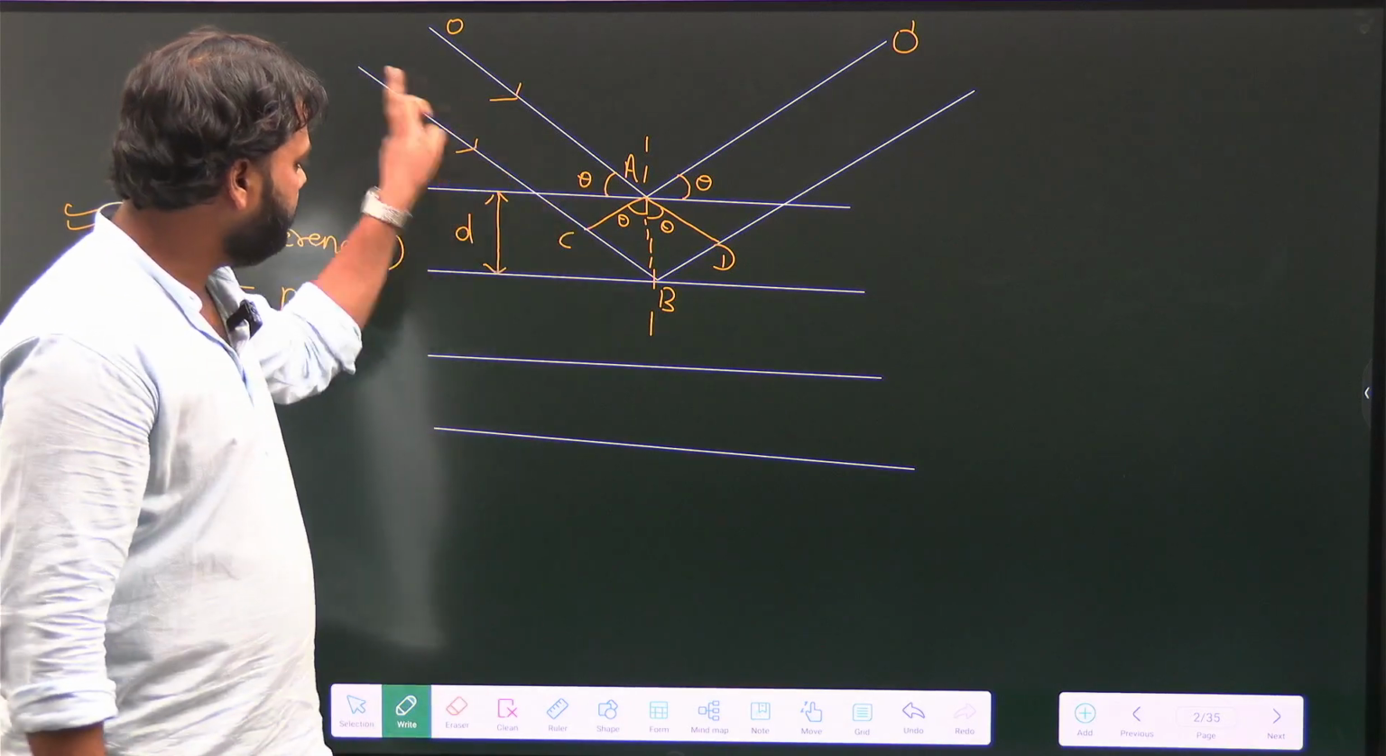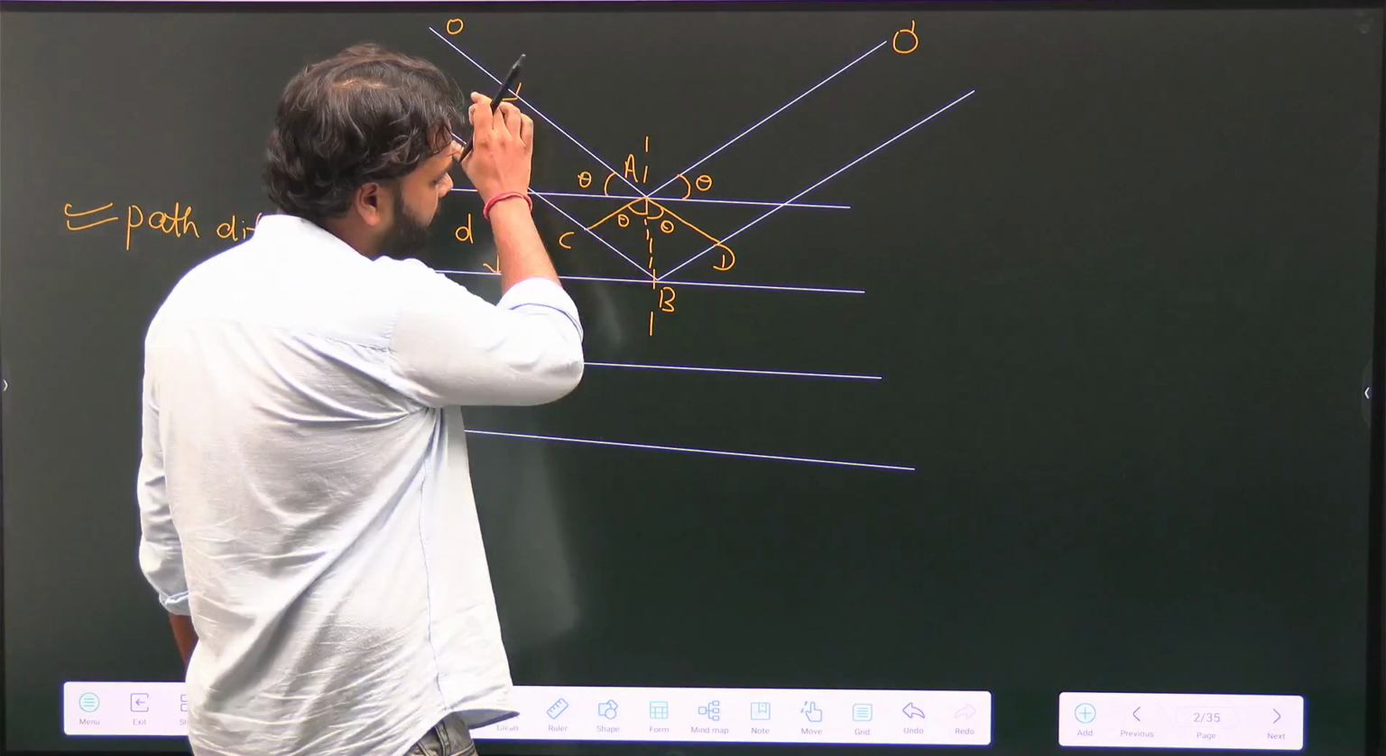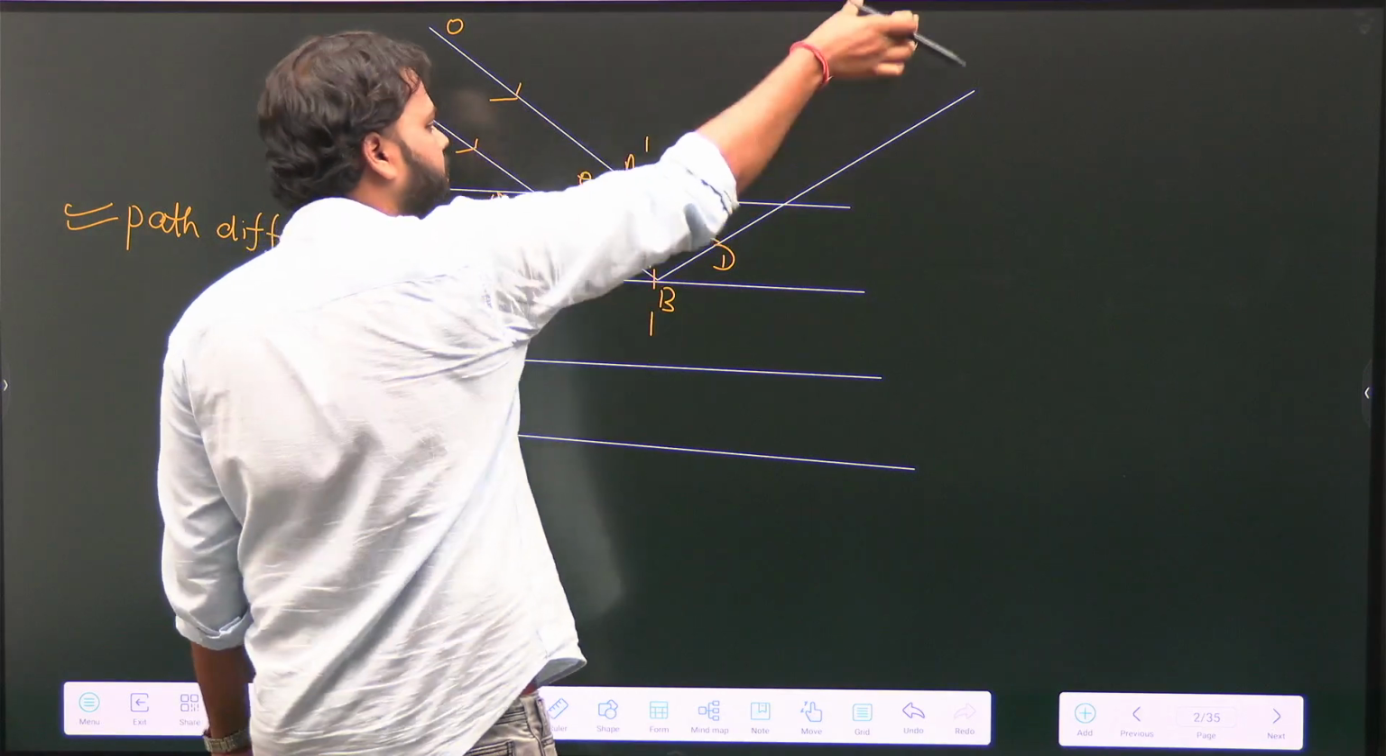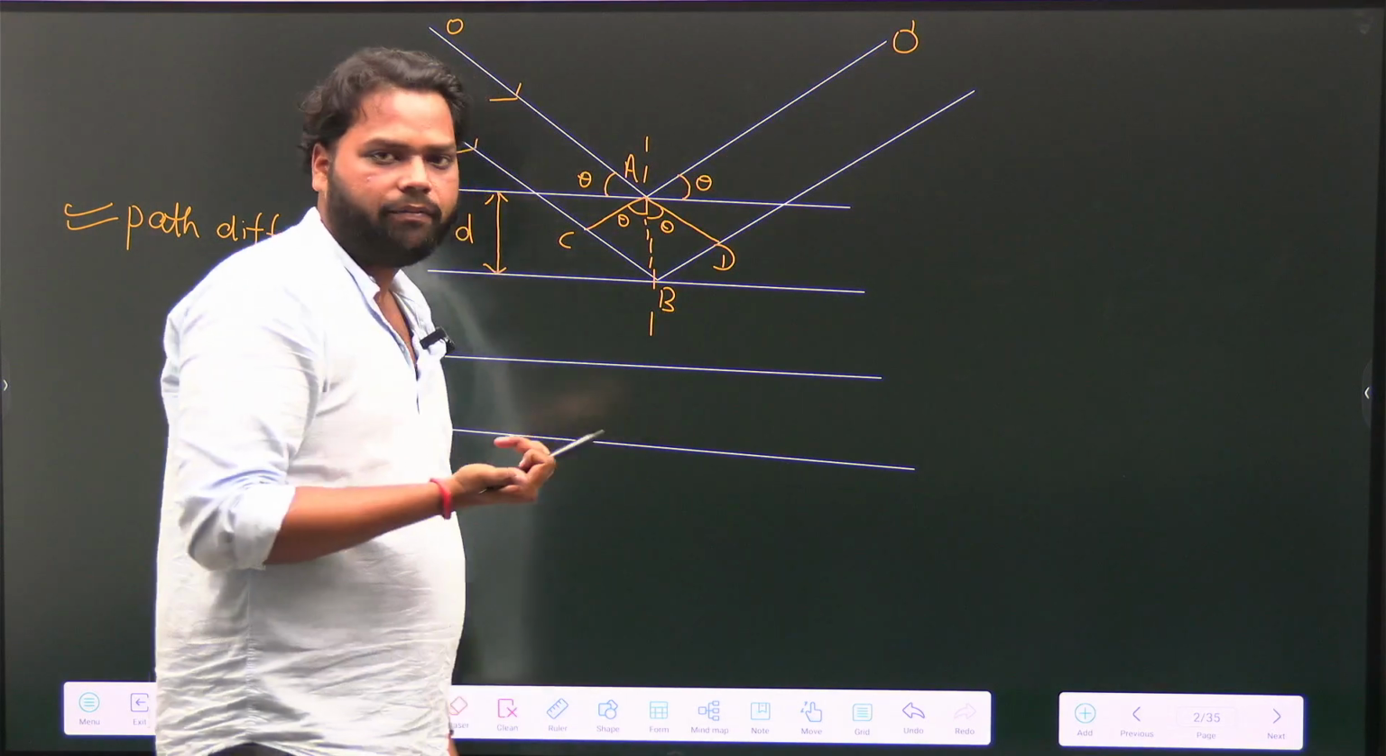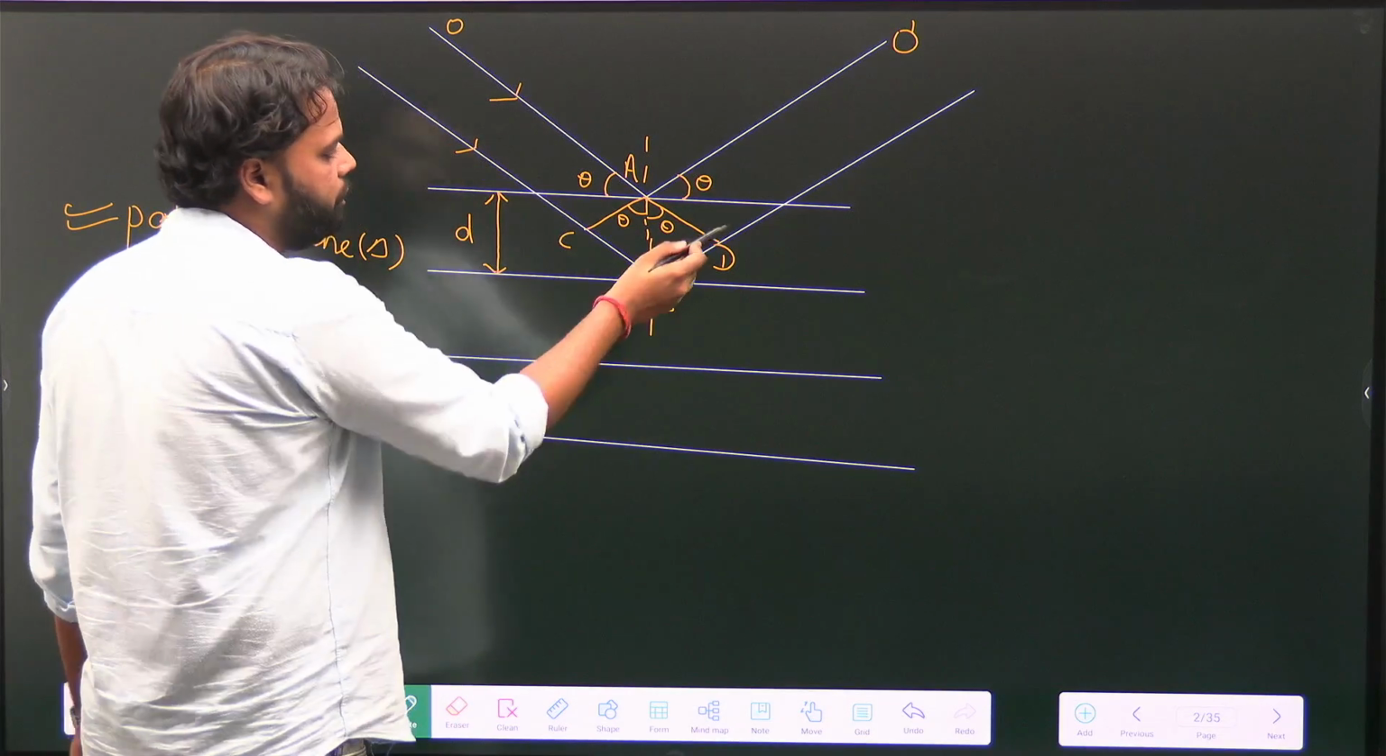भाई यहाँ से ये आ रहा है, यहाँ से ये आ रहा है, ये दोनों तो same path travel किया ना अभी तक, और यहाँ से फिर same path travel किया, तो difference कहाँ पे आया? Path difference कहाँ पे आया? C to B and B to D में.